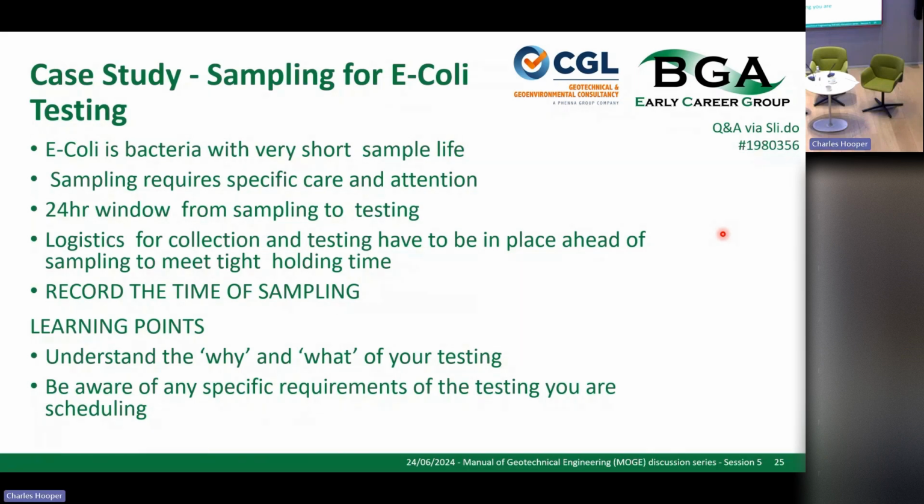So in the scheme of what we've been talking about, it's knowing the purpose of your sample and the purpose of your testing. That's the why and the what. Because if you don't know that, then you can't control what you're sampling for, what you schedule it for, or how you get the results. So being aware of those things is really quite critical in how you deliver your investigation, your sampling and your testing.